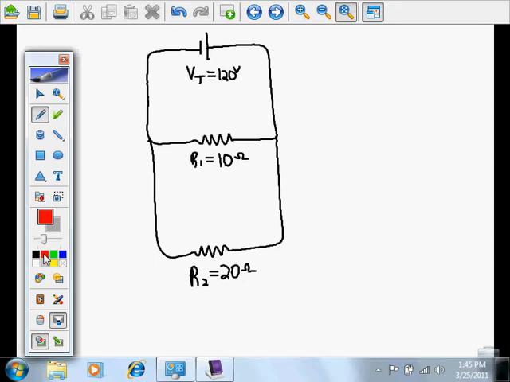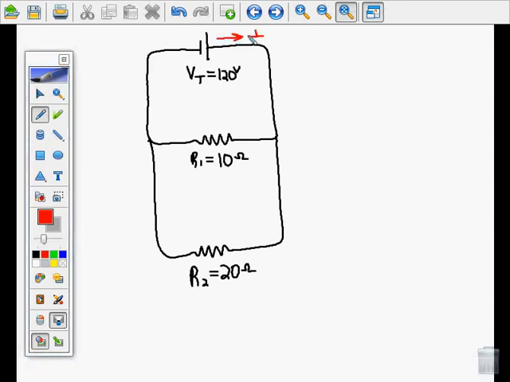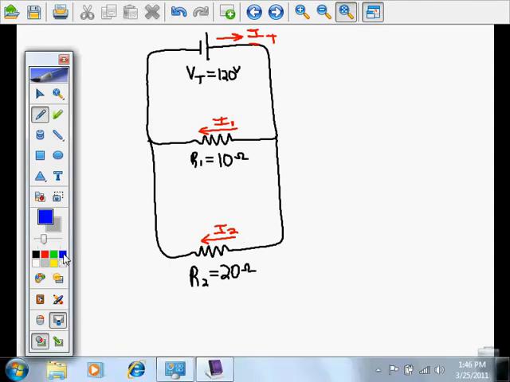So let's see, we have a 120 volt potential difference. So our EMF is 120 volts. We have two resistances in parallel, and what we want to calculate is the total current coming out of the battery, the current going through this resistance, the current going through this resistance.